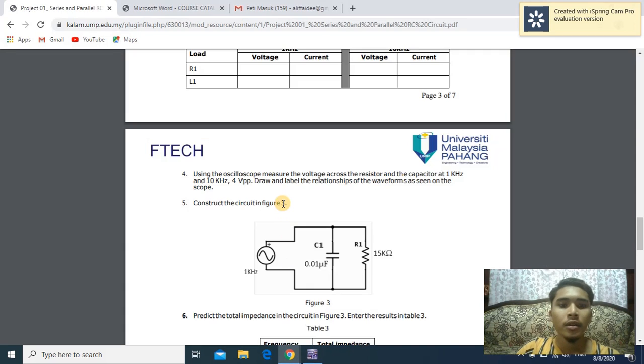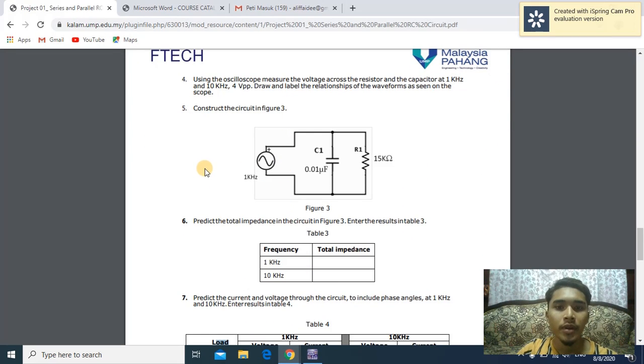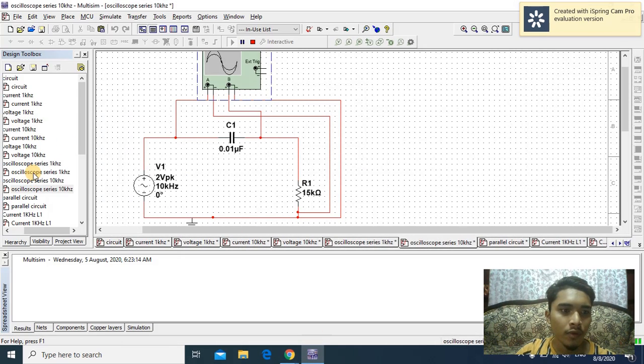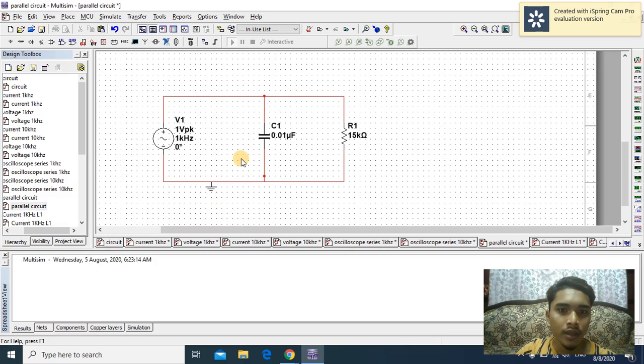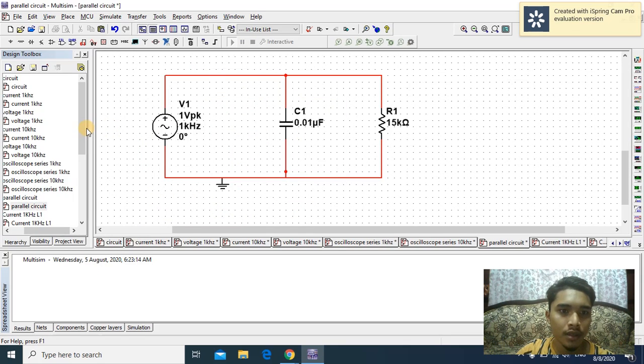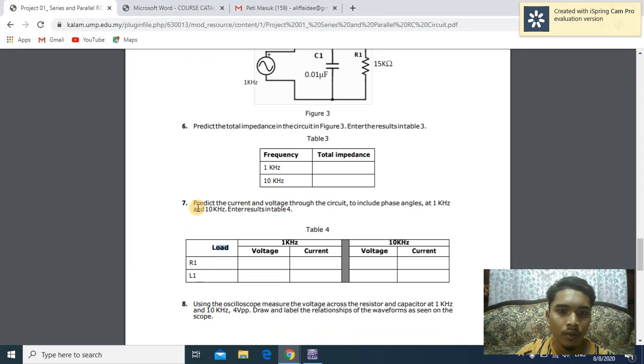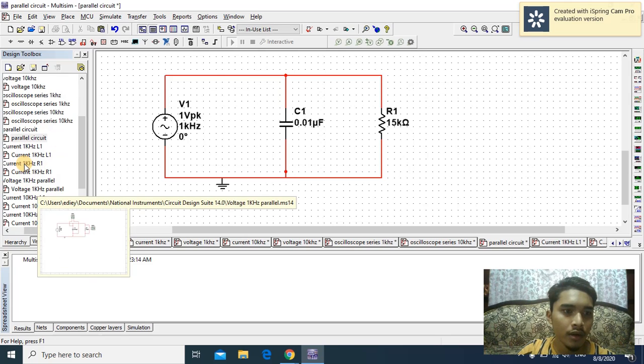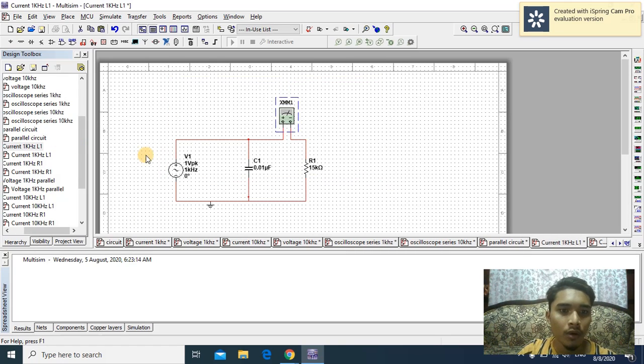Next, we move to the parallel circuit. Firstly, we construct the circuit for the parallel circuit. This is the circuit. Next, predict the current and voltage through the circuit and include the phase angle at 1 kHz and 10 kHz. Now, the current in the parallel circuit for 1 kHz.